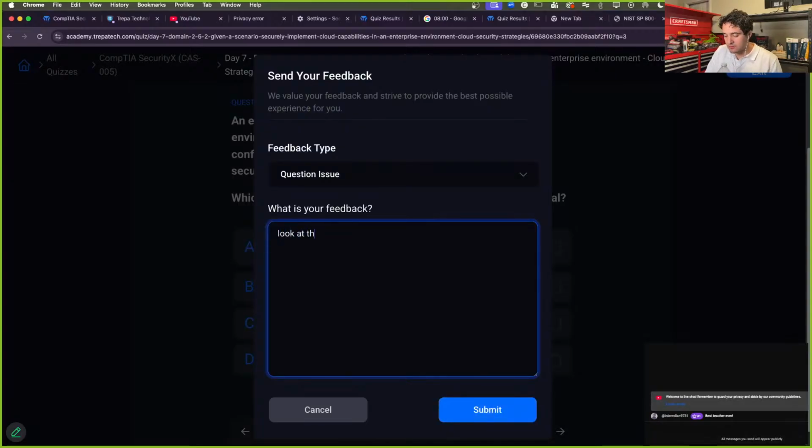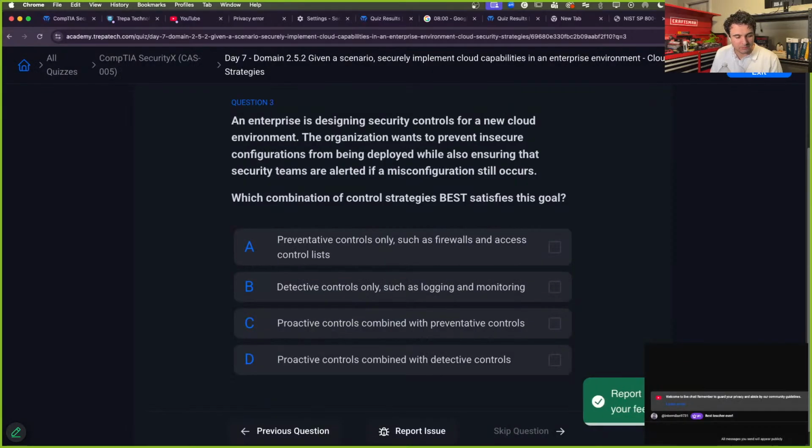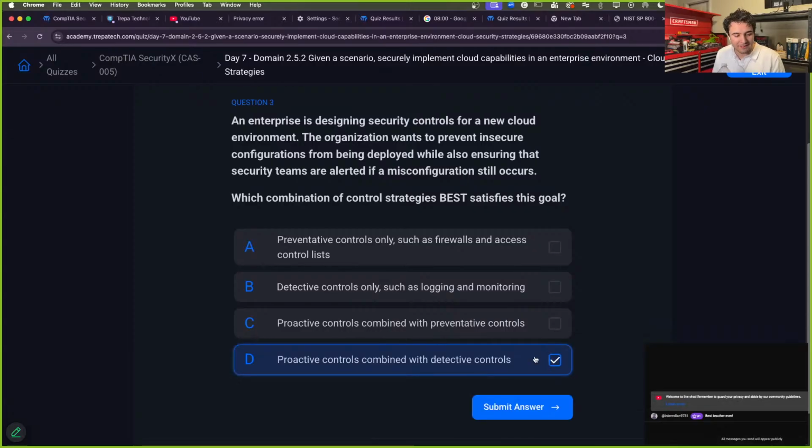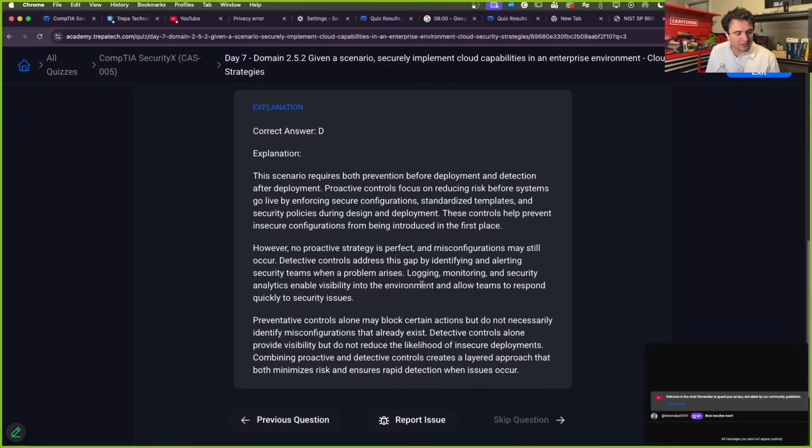Look at this. Okay, we can adjust, right? This is the first time I'm running through this course. I know I made the questions, but sometimes you're just working late at night. But yeah, it's going to be D, and it's because it said alerting. But again, I don't know. Let's see what this says. Proactive controls focus on reducing risk before systems go live by enforcing secure configurations, standardized templates, and security policies during design and deployment.